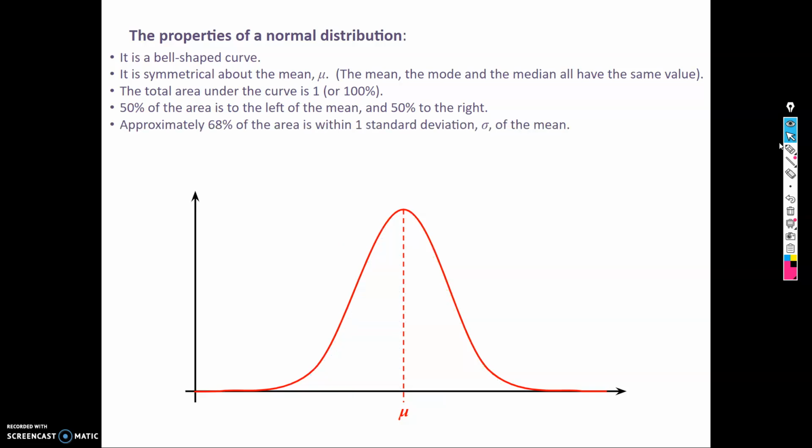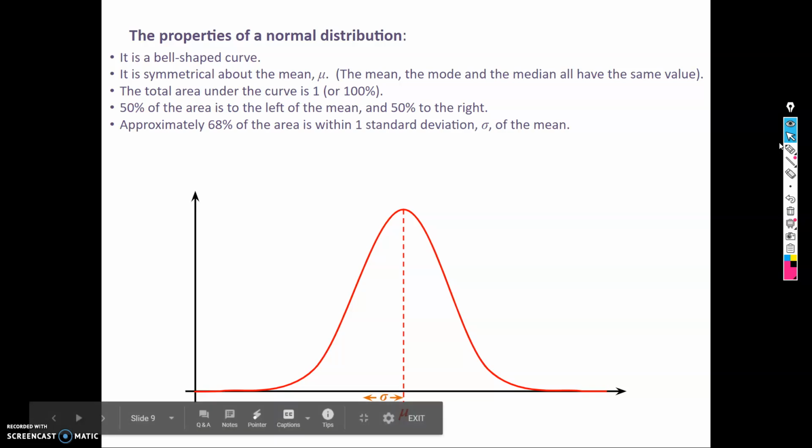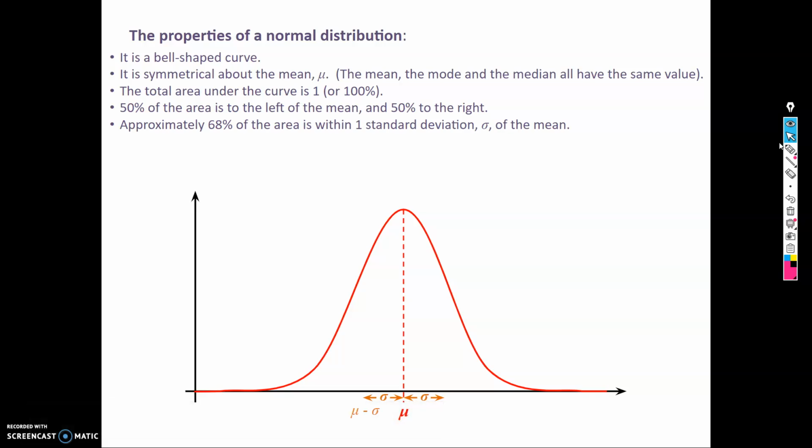Approximately 68% of the area is within 1 standard deviation of the mean. So 1 standard deviation left, 1 standard deviation right. Remember, this dotted line is the mean, and whatever the mean is minus the standard deviation, that would be that mark. So for instance, if the mean is equal to 5 and we have a standard deviation equal to 2, then this mark here would be 5 minus 2, which is 3.